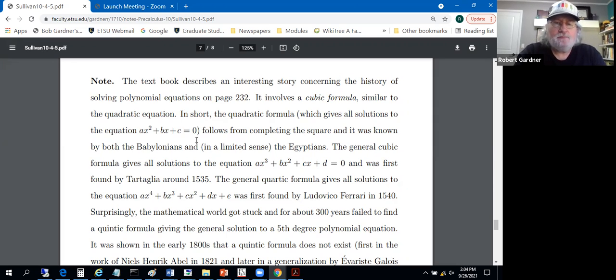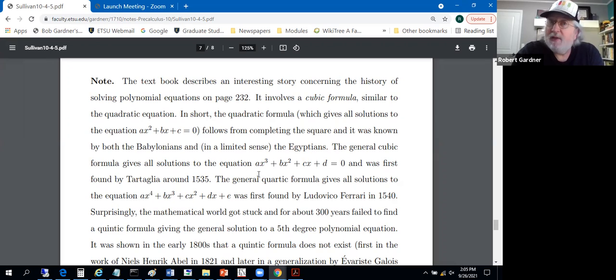This idea, as we saw when we derived the quadratic formula, involves completing the square, a very geometrically suggestive term. This was known to the Babylonians and maybe in a bit of a limited sense known to the Egyptians as well. So I can't tell you who invented or discovered the quadratic formula. But we want to take this idea of thinking of this as a second degree polynomial equation and move to a third degree polynomial equation.